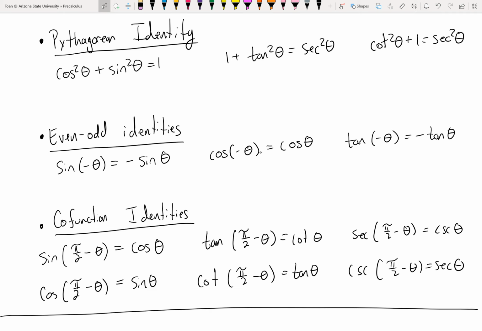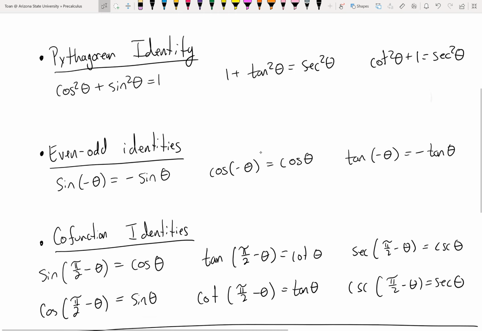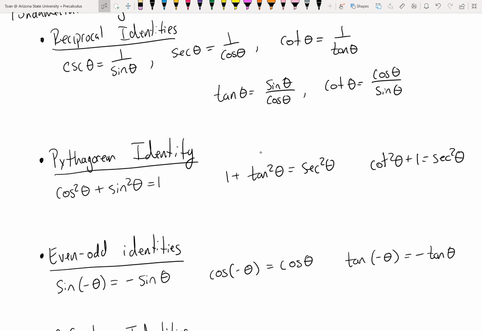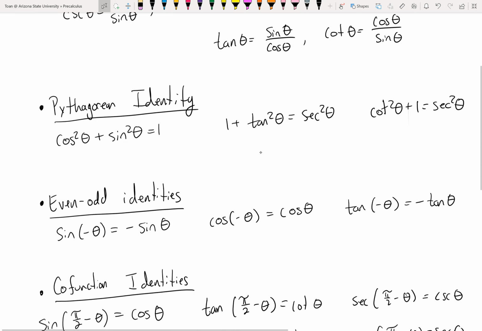Make flashcards, write these guys down 100 times. Do whatever you need to do in order to know it, because these are basically the laws, the rules that allow us to manipulate trigonometric expressions to today's lesson goal, to simplify them.